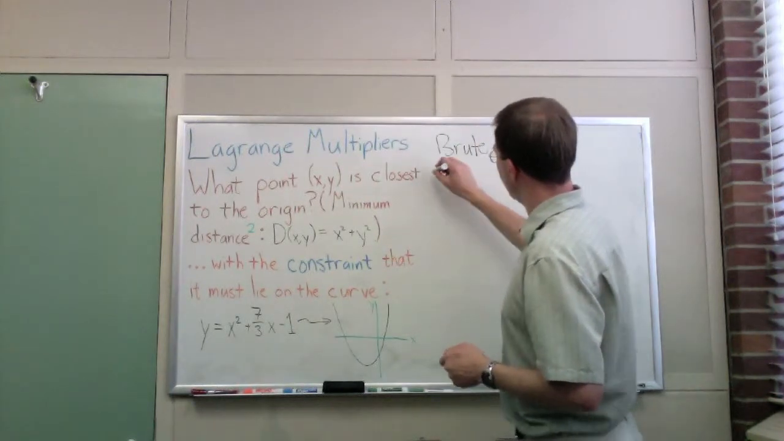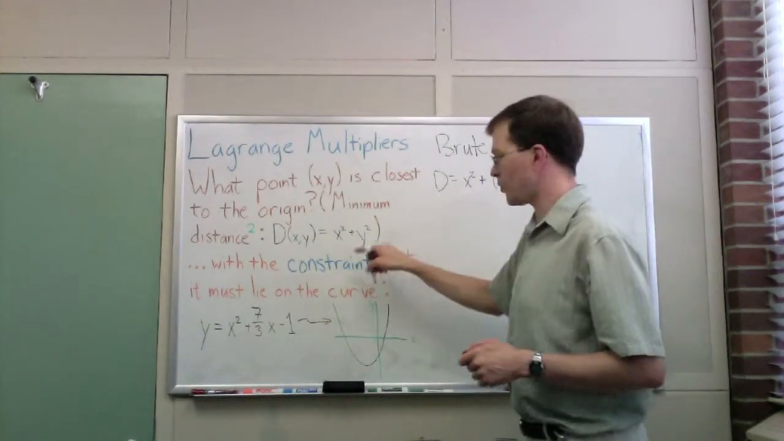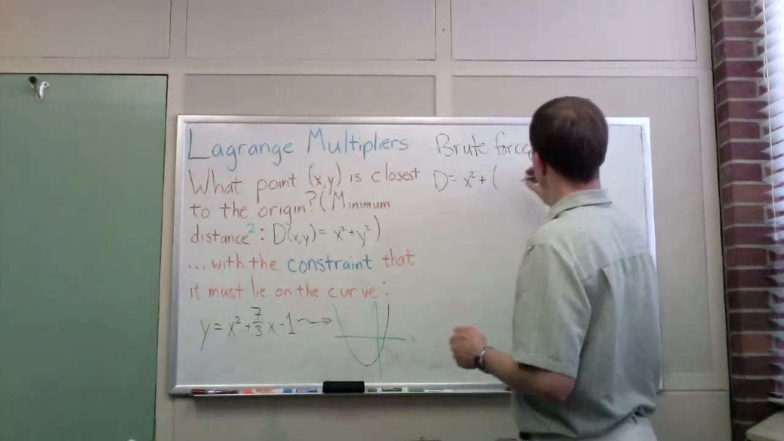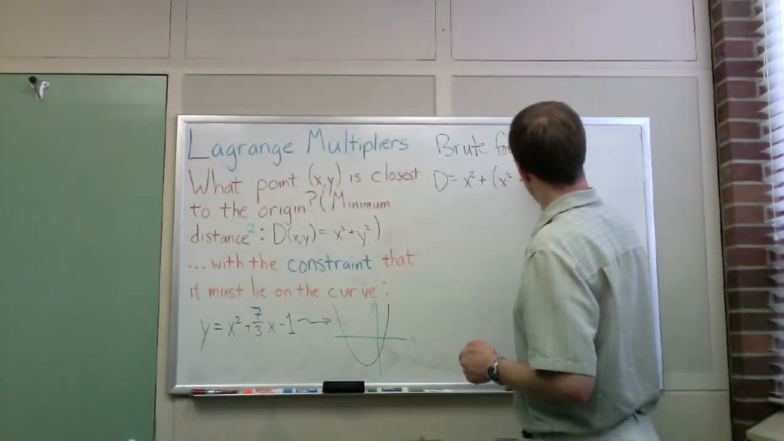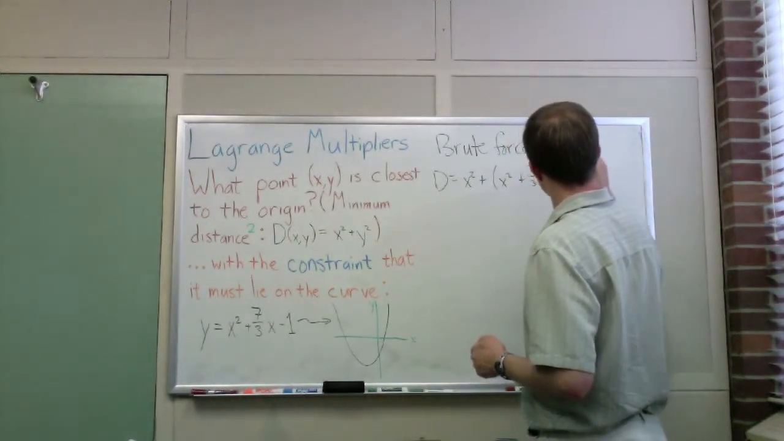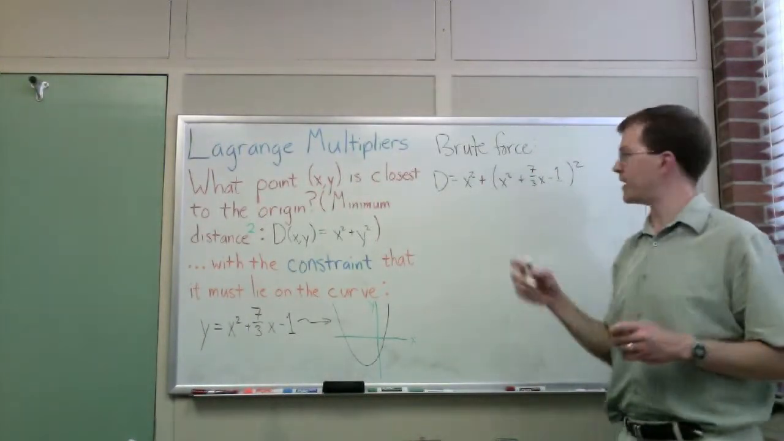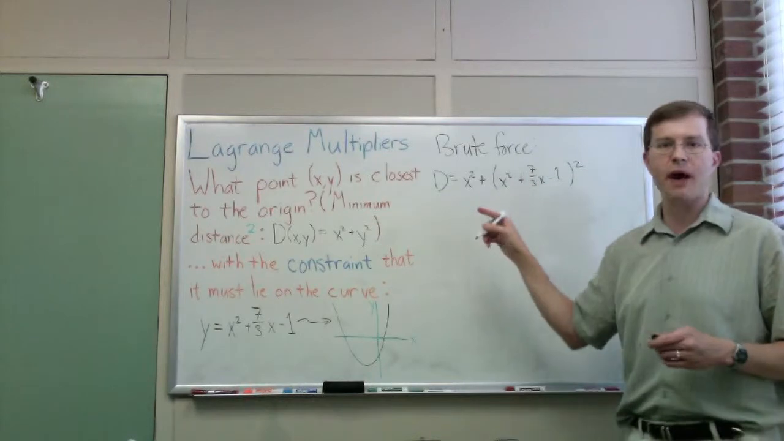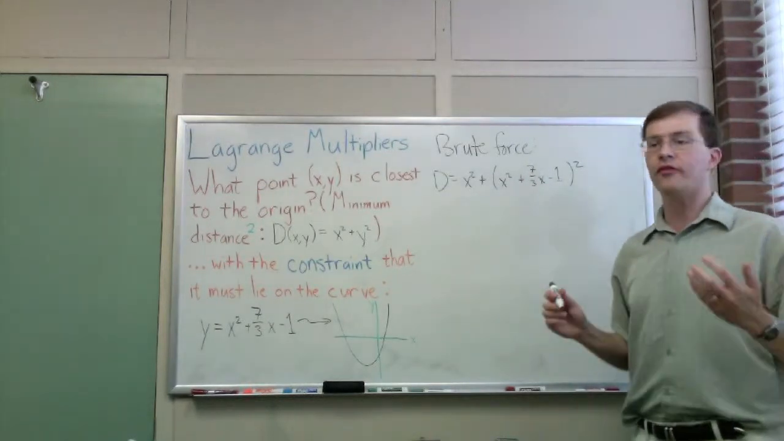is just to plug in d equals x squared plus y squared. Well, I know what y is in terms of x. So x squared plus (7/3 x minus 1) squared. I've got this big equation. You can tell that it's going to be quartic. It's got an x to the 4th power as its highest power. And I'll do that. I plug that in. Now I have a function of one variable.